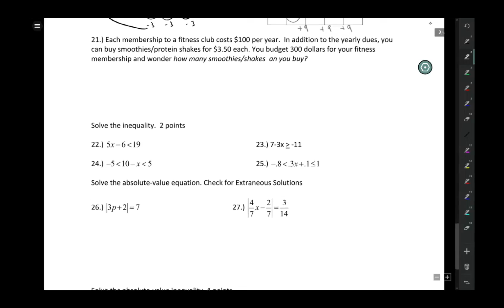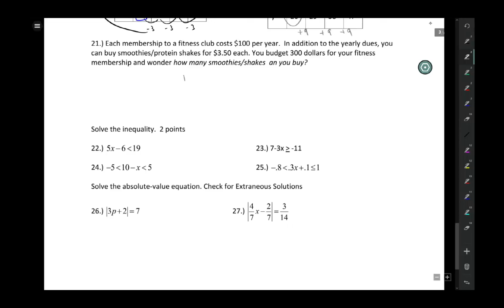Easy peasy. Fitness club, 100 per year. So that's your flat charge each year. In addition to the yearly dues, you can buy smoothies or shakes at $3.50 each. So plus $3.50 for each shake. That's how much you're paying out of pocket. You budget $300 for your fitness membership. How many smoothies and shakes? So you only have $300 to spend. How many can you buy?